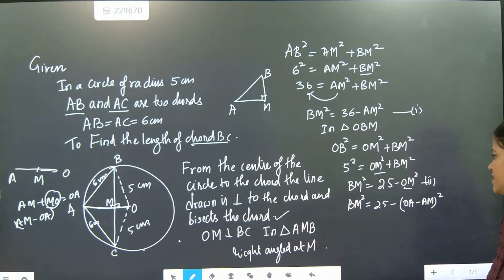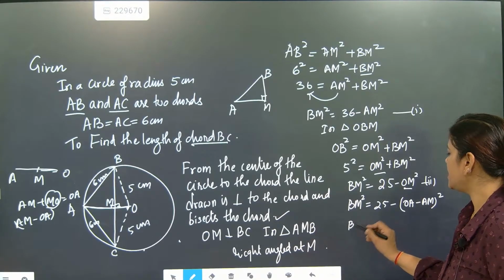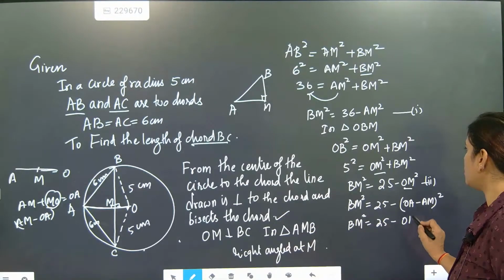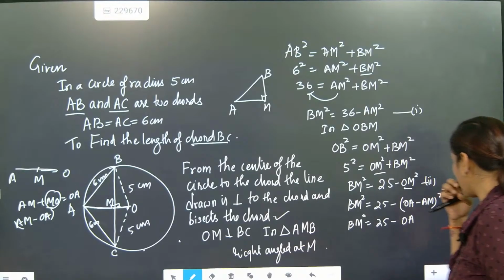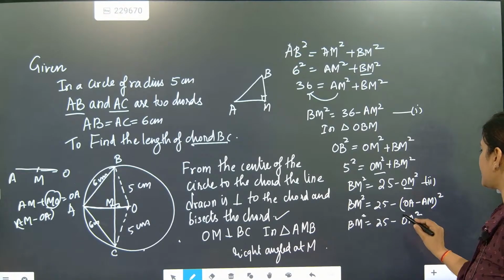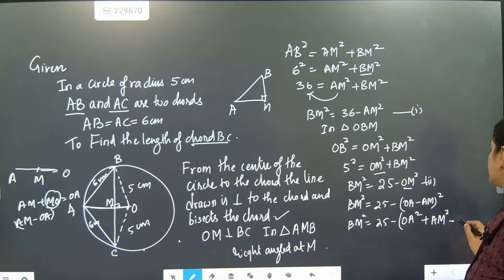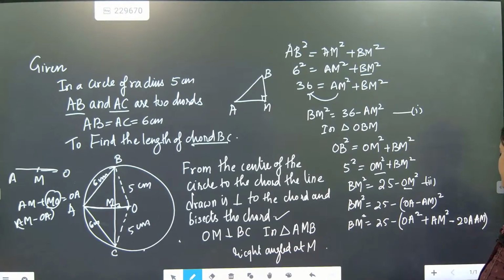So 25 minus this part is there. Now BM whole square is equal to 25 minus OA square plus AM square minus 2 OA into AM. Done beta? 2 OA into AM. Now beta, we will open the bracket.